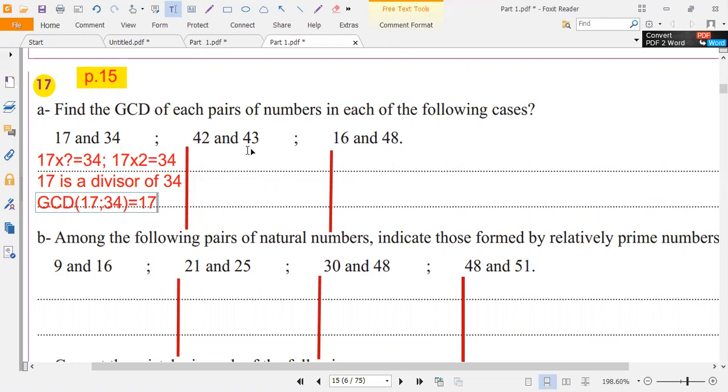Here we have 42 and 43. We think first, are they consecutive? Yes, they are consecutive. So the GCD is what? We say 42 and 43 are consecutive numbers. So the GCD is equal to 1.